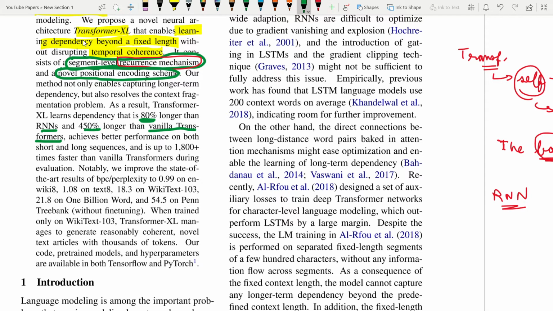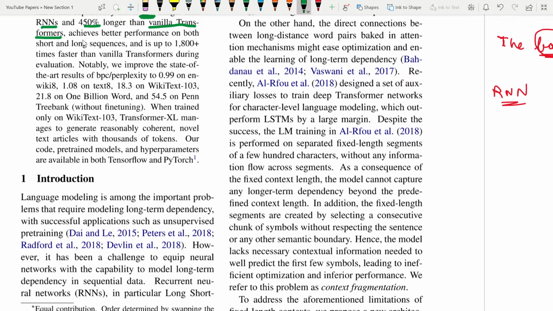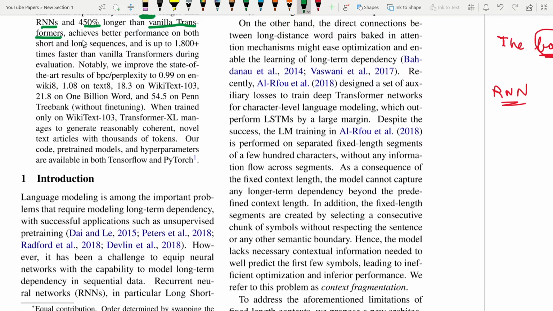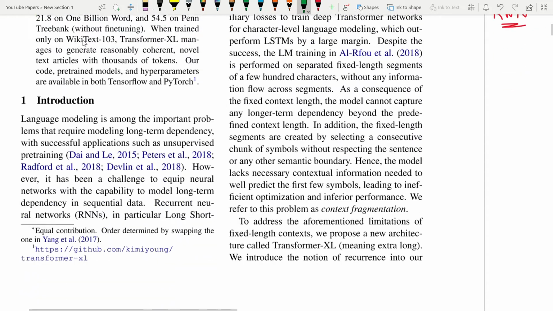So the basic focus, or the selling point, in this paper is this longer dependency, and it focuses on techniques which let it do that. One more side advantage is that it improves the inference time. It is 1800 plus times faster than transformers. So that's that, and these are basically the data sets. We'll come to that.